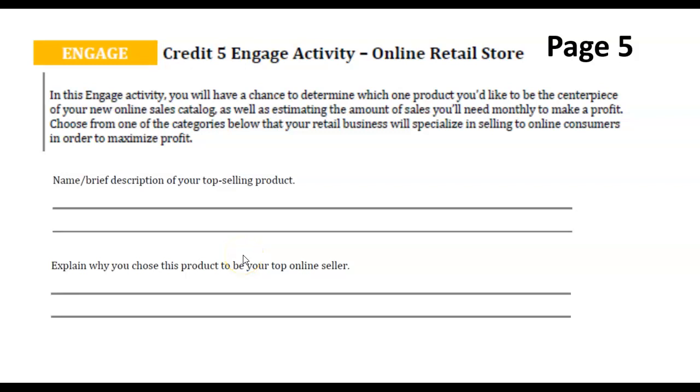Hello and welcome to Algebra 1A Credit 5. We'll be going over the engage activity as well as some of the intro pages of the credit.